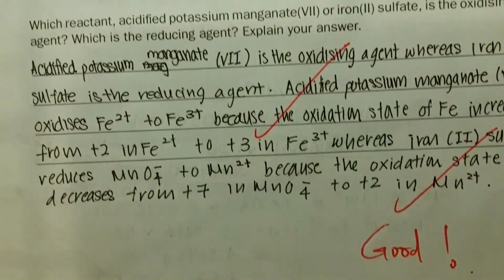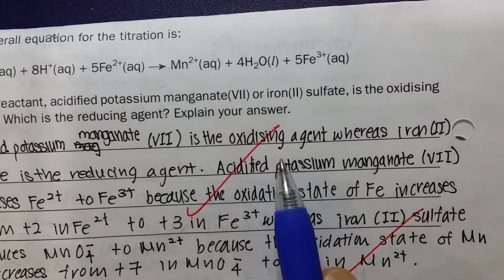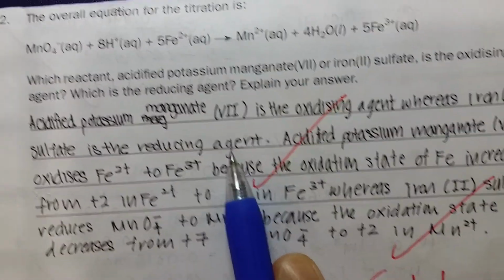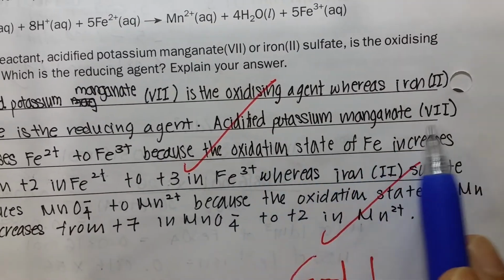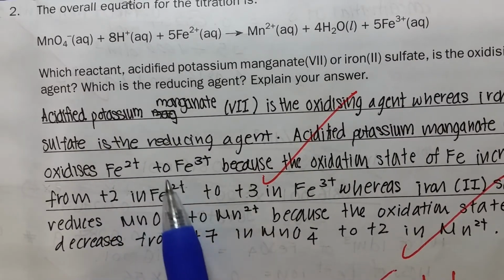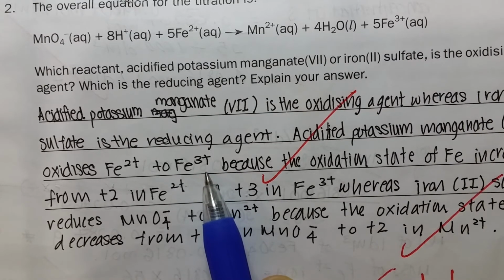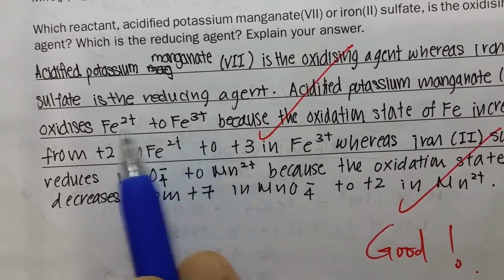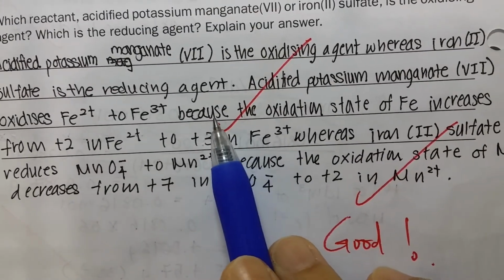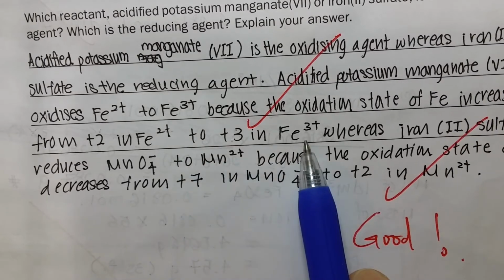Now let's look at another answer. Okay, in this answer you can see acidified potassium manganate 7 is the oxidizing agent, whereas iron 2 sulfate is the reducing agent. Correct, perfect. Acidified potassium manganate 7 oxidizes Fe2 plus to Fe3 plus. That is actually the job of an oxidizing agent, which is to oxidize another substance. And then you explain to me why this change is an oxidation process.